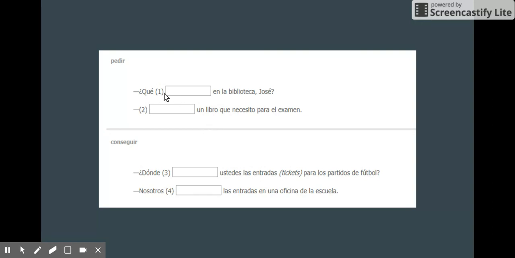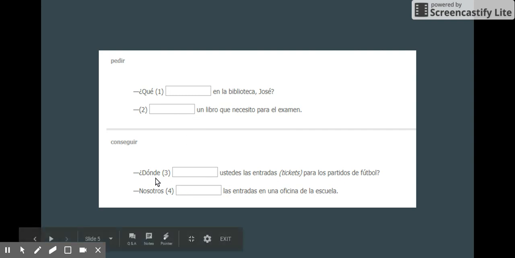All you have to do is conjugate the verb up here in the top corner in both of the cases. And they're all stem changing verbs here. So for the first one, ¿Qué blank en la biblioteca, José? The verb is pedir and the subject is tú. So it'd be ¿Qué pides en la biblioteca? And he's saying, yo blank un libro que necesito para el examen. So it would be yo pido, P-I-D-O.